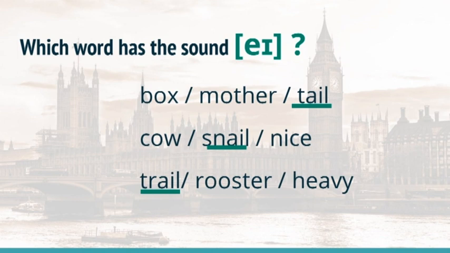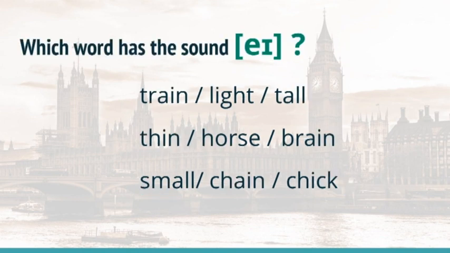Thank you. Well, so the next one. Train, light, or tall. Train has the sound A. Yes, you are right. Thin, horse, brain. I think it's brain. What do you think? Yes, our boys and girls think the same. Small, chain, chick. Chain. You are right.